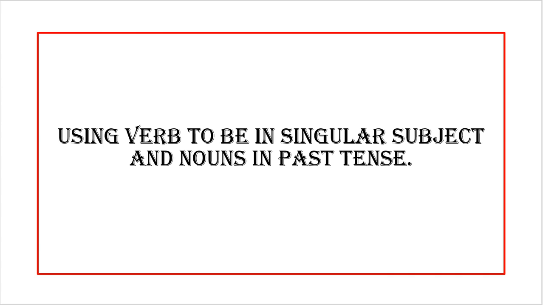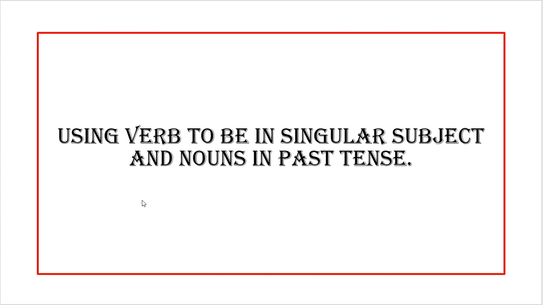So what do you mean about using verb to be, teacher, in singular subject and nouns in past? So it means that we will use here the verb to be, but a different verb to be, of course, in the past for the singular subject. So it's the same, the singular subject: she, he, it. Okay, so don't forget she, he, it. And the singular noun is student, book, shop, dog. So that is the singular nouns, without s in past.